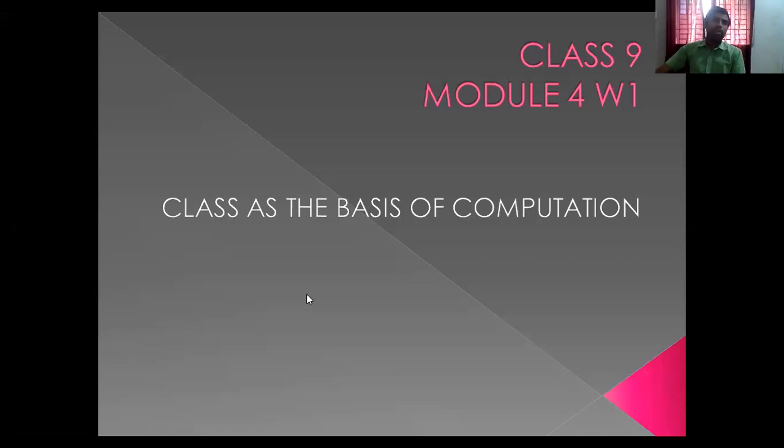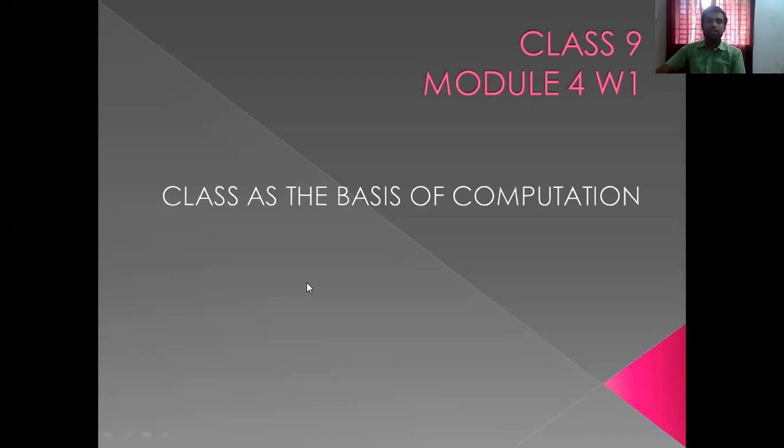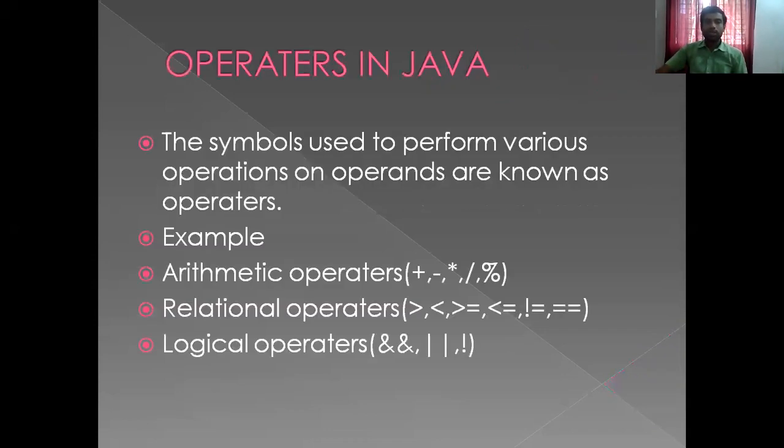So, we'll be continuing with the third chapter, Classes as the Basis of Computation. Keywords, literals, identifiers, these things were already explained to you, so we'll start with the operator. The symbols which are used to perform various operations on operands are known as operators in an expression. There are different types of operators available.